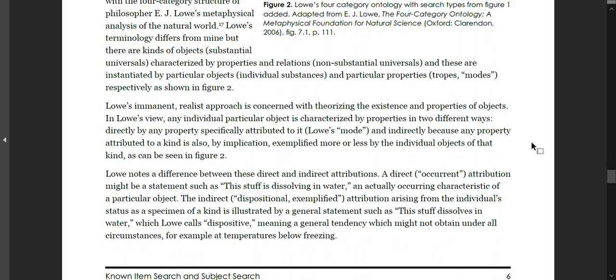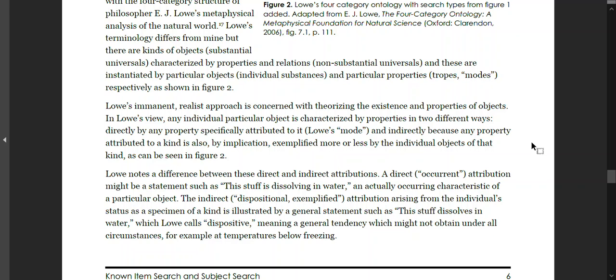Lowe's immanent realistic approach is concerned with theorizing the existence and properties of objects, and in Lowe's view any particular object is characterized by properties in two different ways. Directly by any property specifically attributed to it, Lowe's mode, and indirectly because any property attributed to a kind is also by implication exemplified more or less by the individual objects of that kind, as can be seen in Figure 2.